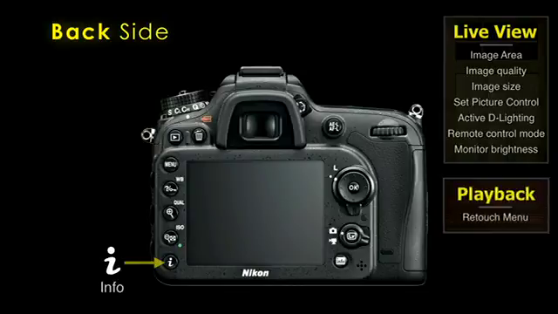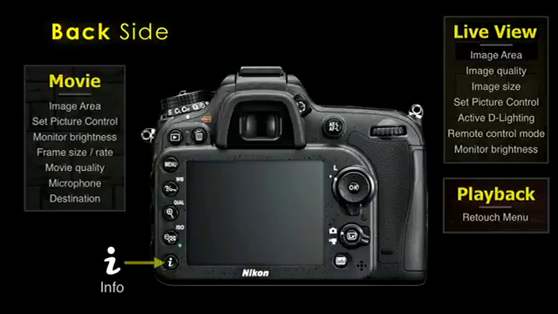If you are in the playback mode and you're looking at an image, you can hit the I button and you can go into the retouch menu. This is where you Photoshop your images, and you can crop them and do all sorts of goofy things with them. And so that's the second option.